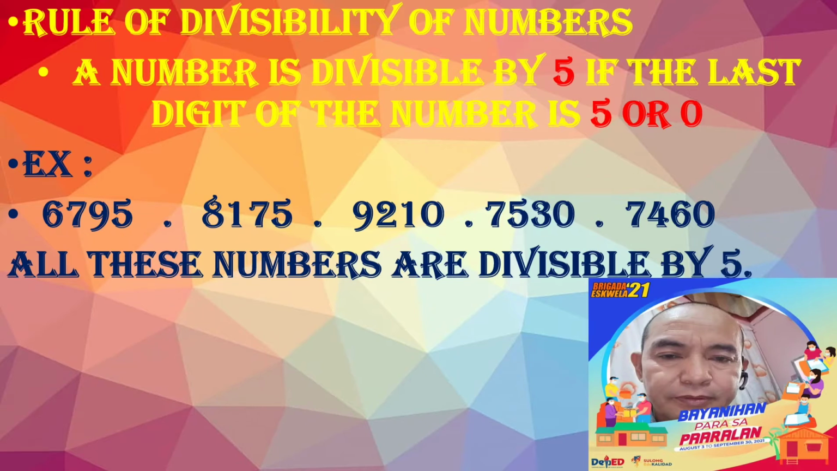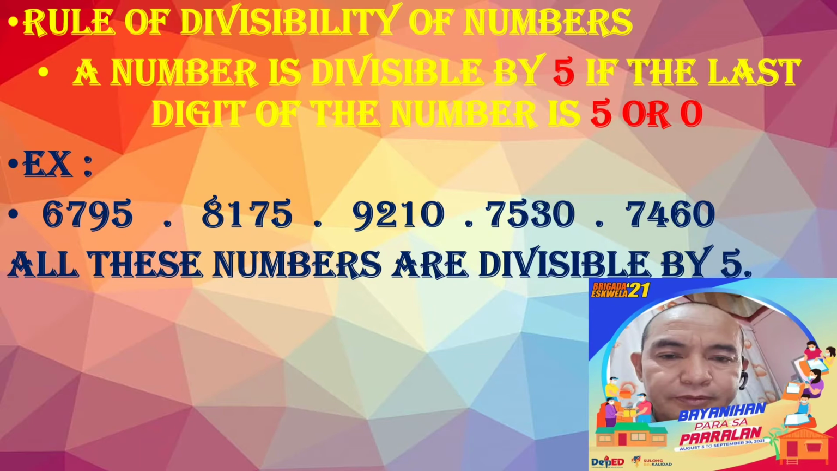So, we don't need to do the actual division. Anyway, the assessment or the exercises only ask whether these numbers are divisible by 5. So, by simply looking at the last digit of the number, we will be able to say that the number is divisible by 5. Just like in the second example, 8,175. It ends with 5. So, automatically, we can say that this number is divisible by 5. Next, we have 9,210. It ends with 0. So, automatically also this number is divisible by 5 because it ends with 0.